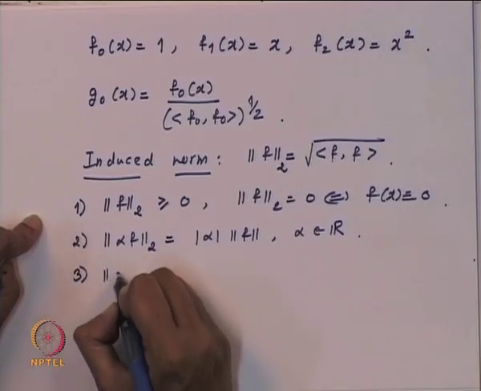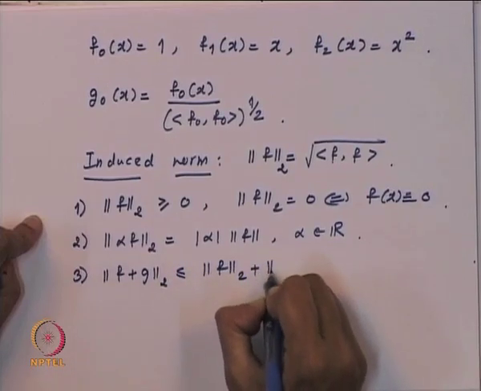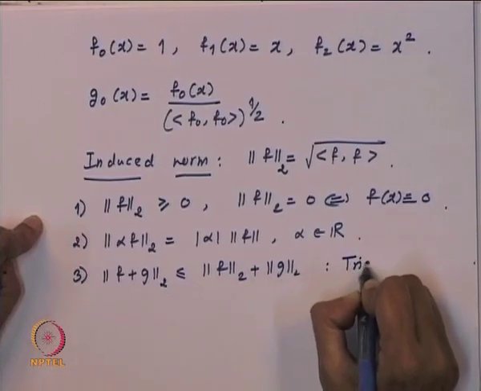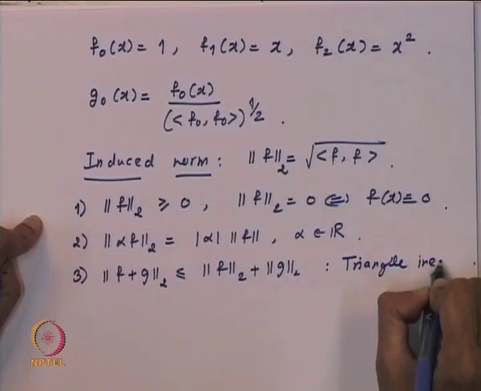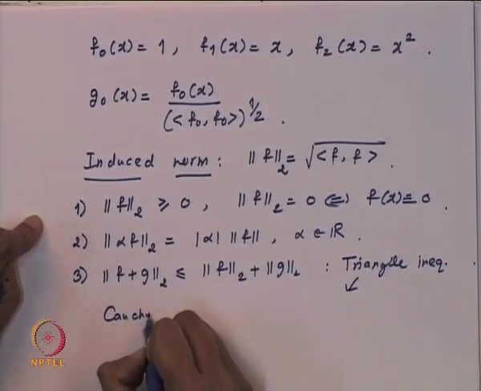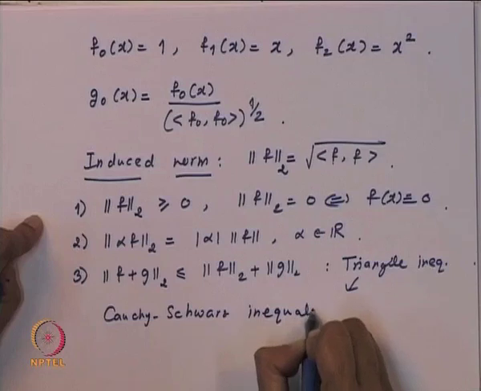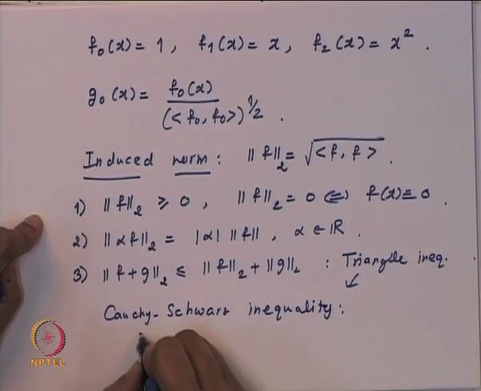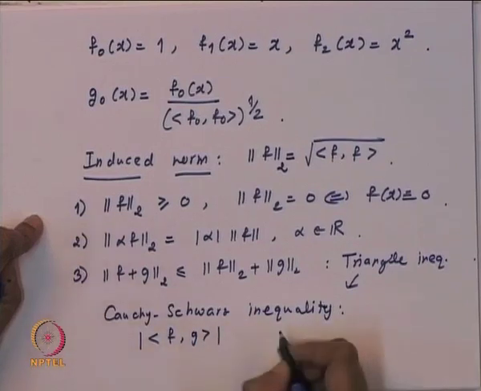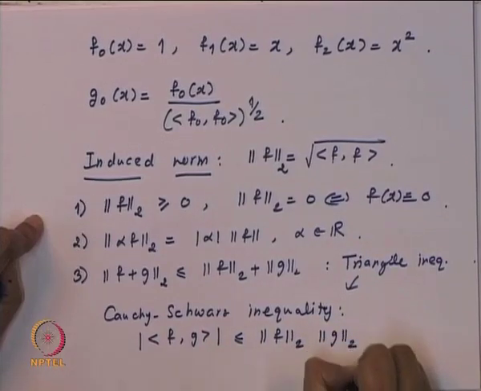And the third one is norm of f plus g is less than or equal to norm f plus norm g. So, this is known as the triangle inequality. And the triangle inequality is proved using the Cauchy-Schwarz inequality, which is modulus of the inner product of f with g is less than or equal to norm f into norm g. So, we look at the three functions 1, x, x square.